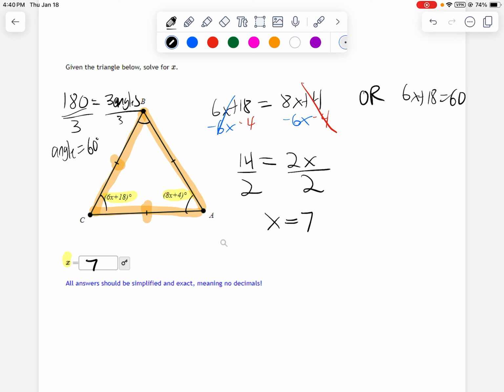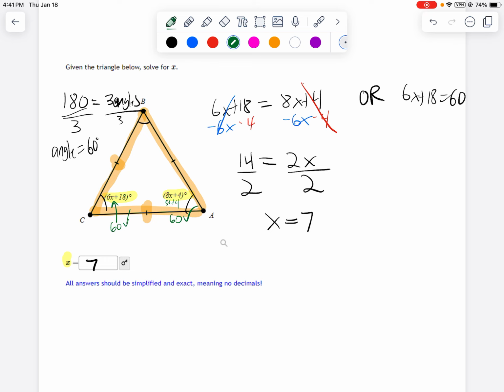You would have to double check just to make sure that all of these work out. You could plug 7 in. 6 times 7, 42, plus 18. You get 60. That works. And then 8 times 7, which is 56, plus 4 is 60. That works. Yes. For sure 7 is your answer.